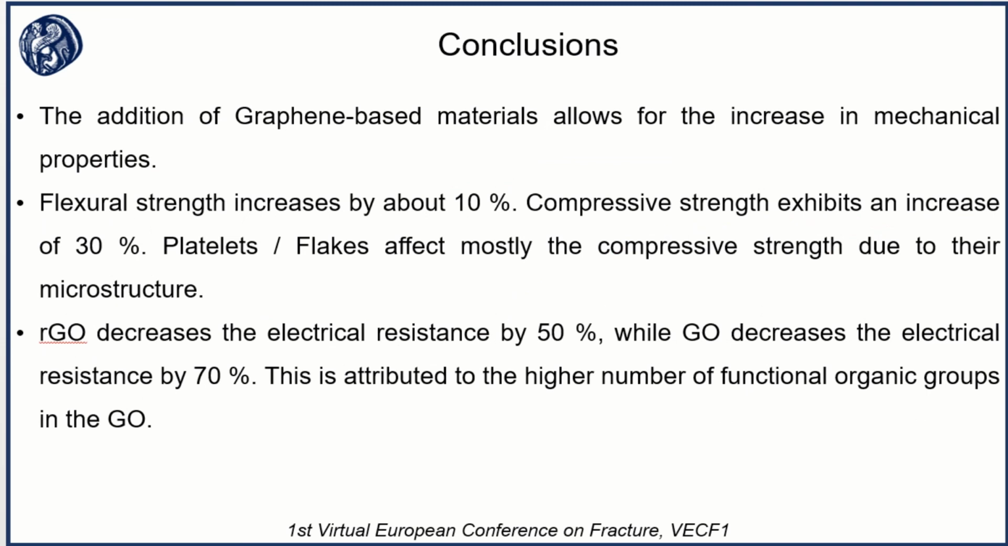Reaching my concluding remarks, I want to point out that the addition of graphene-based materials allows for the increase in mechanical properties. The flexural strength increases by about 10%. Compressive strength exhibits an increase of 30%. Platelets, flakes affect mostly the compressive strength due to their microstructure. RGO decreases the electrical resistance by 50%, while the GO decreases the electrical resistance by almost 70%. This is attributed to the higher number of functional organic groups in the GO.